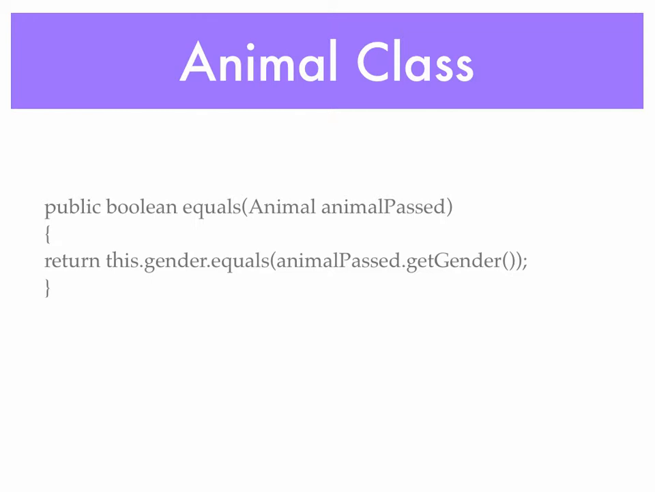Now we got the gender of the animalPassed by calling the method getGender. We got the gender of the calling object by just this.gender. Little mix and match there, works just fine. So there's our return back. It's a Boolean, true or false, and that's our definition of the equals method within the Animal class.